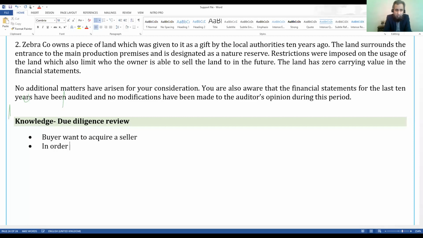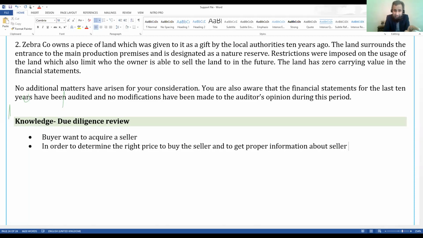In order to determine the right price to buy the seller and to get proper information about the seller, the buyer hires the auditor to perform a due diligence review.